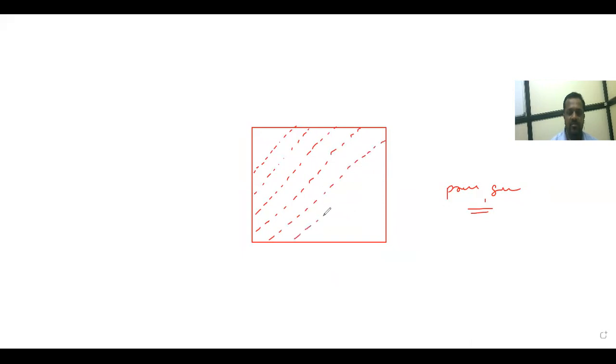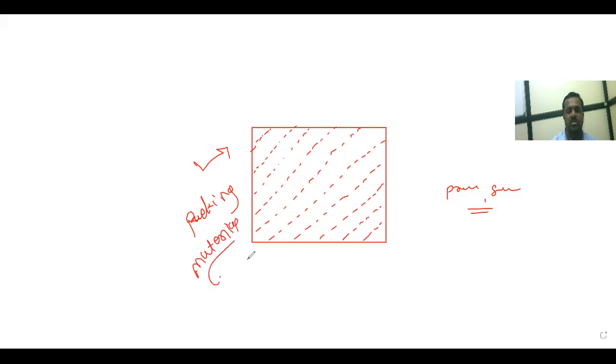That inclined line should be at what degree? 140. And the line spacing should be 2 mm. This is the conventional representation for the packing material. Okay, understood? Yes, sir.